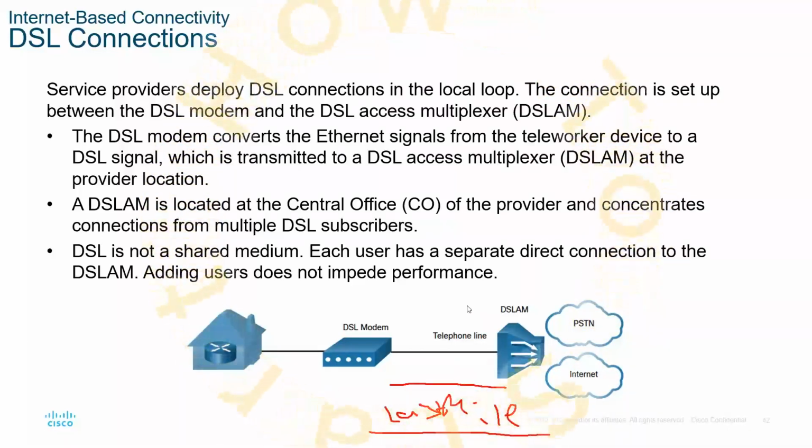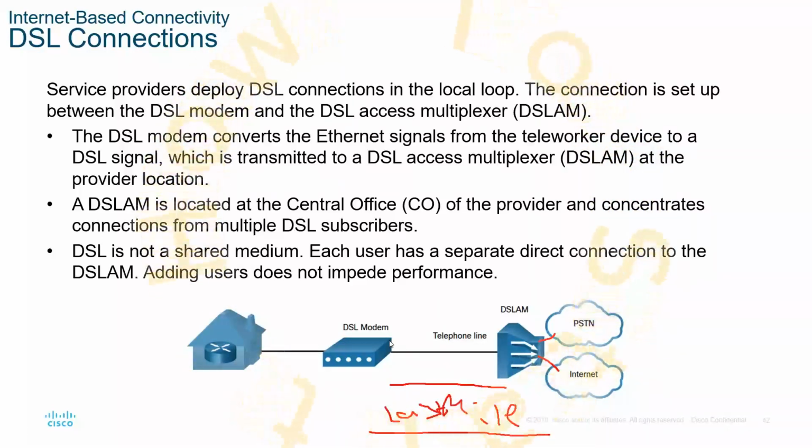Once it gets to the central office, there's what's called a DSLAM, or DSL access multiplexer, and it will modulate the signals to go out either the PSTN network or to the internet. And normally, at this point, when it's going back to the internet, the CO is connected to some form of high-speed backbone to get faster connectivity.